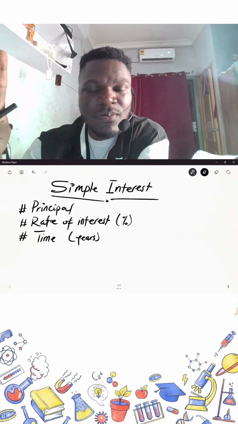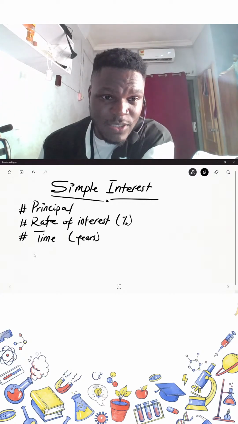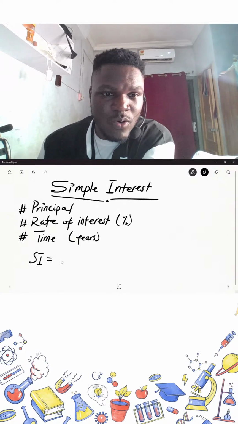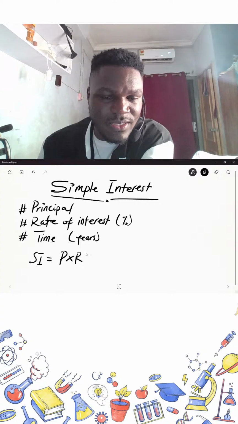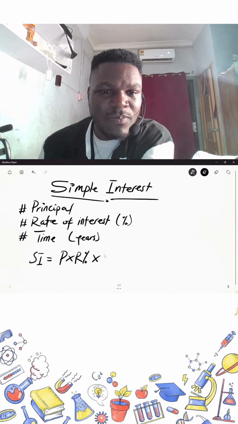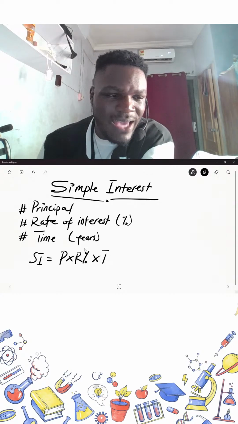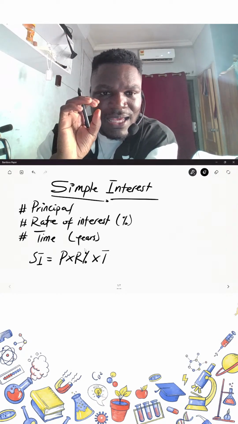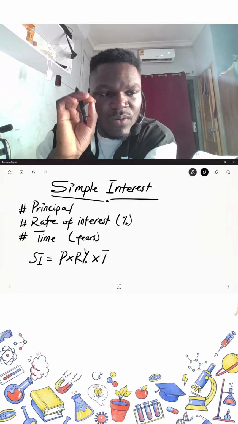Now, to calculate simple interest, it's very easy. So let's look at the formula. To calculate the simple interest, this is equal to just the product of the principal multiplied by the rate in percentage multiplied by the time. This is the formula. But whenever the rate is given in percentage, it means that if it is 20, it's going to be 20 over 100. If it is 50, it's going to be 50 over 100.